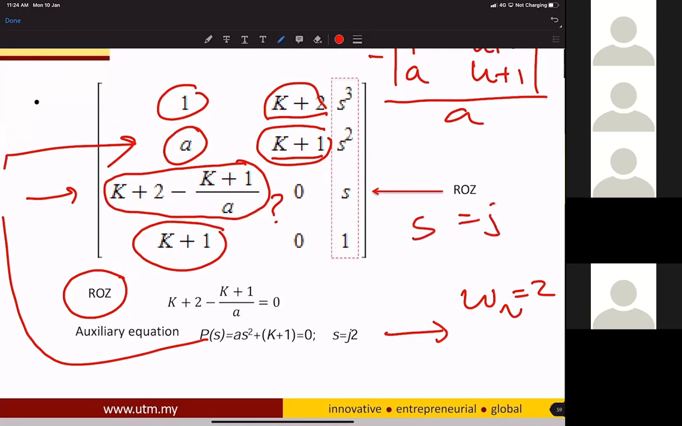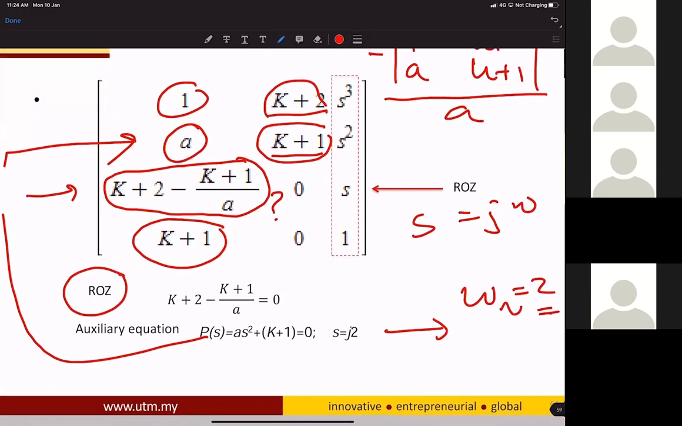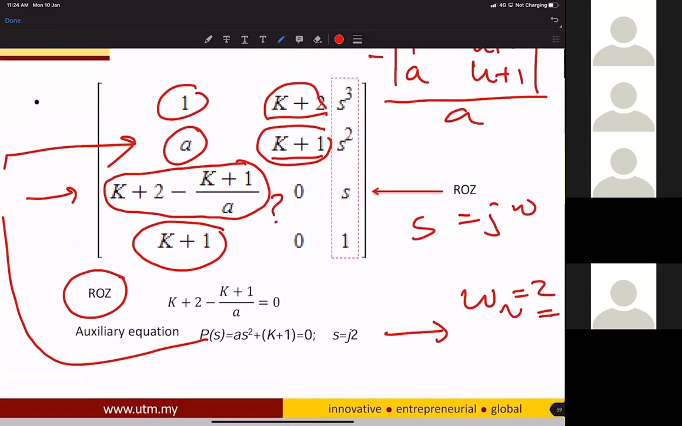So S is equal to j omega. Omega n is equal to 2, given. So we insert the value of omega n, and then we can find the value of K. I leave it to you for further solutions. So you insert it inside the question, then you get the K value.